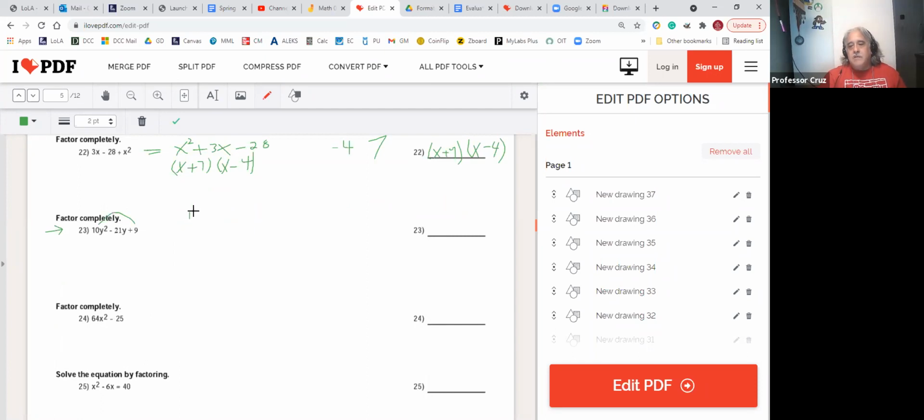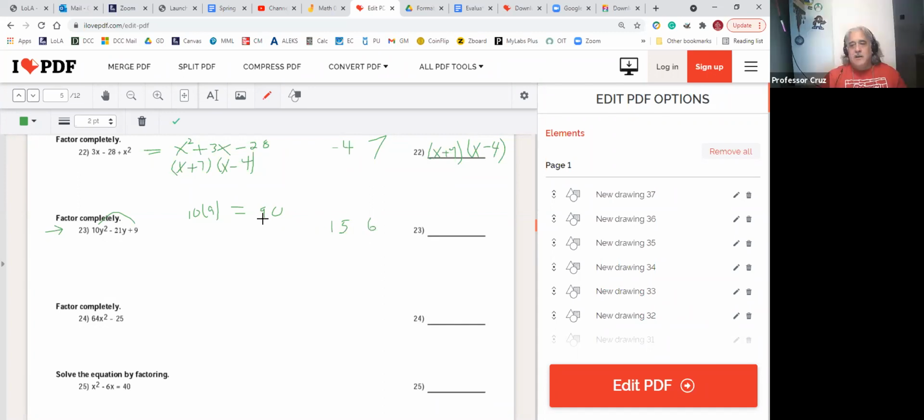So 10 times 9 is equal to 90. Now, we need factors of 90 that add up to 21. And I do believe that's 15 and 6. And 6. Thank you.